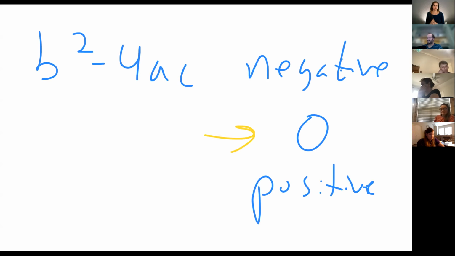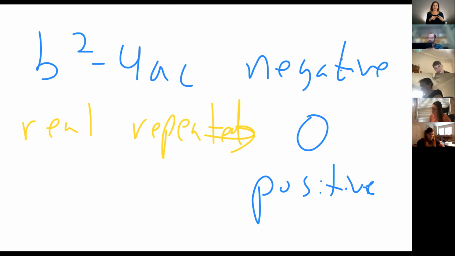So if it's 0, we just did this. What sort of solution does that give us? Like x equals 3/4, what sort of thing was that? Is that real or is that imaginary? It's a real number. And it repeated, right? So the 0 is the real repeated solution.